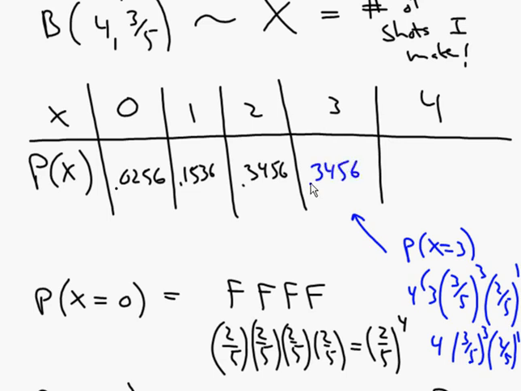0.3456 also. Interesting. Okay, for the last case, the probability that x equals 4, well, that's going to be 4 choose 4, 3/5 to the fourth, and then 2/5 to the 0, right? We're not going to have any failures. We're going to get them all in. What does that turn out to be?